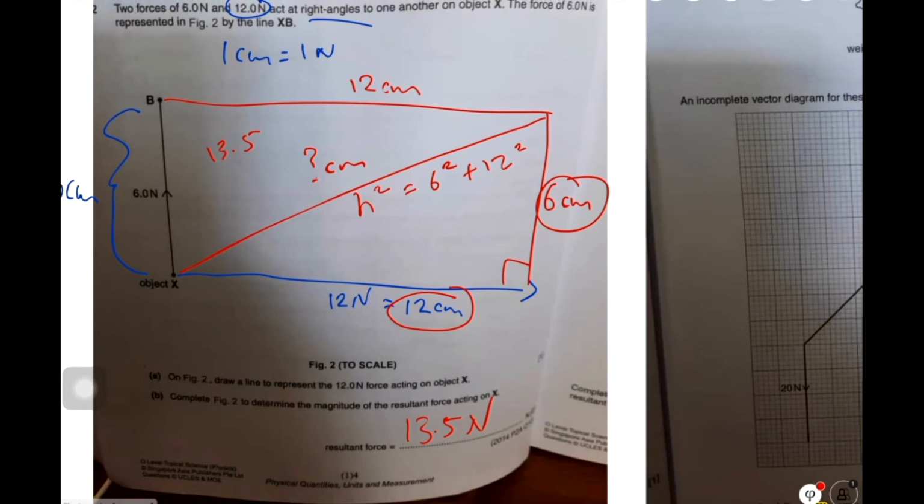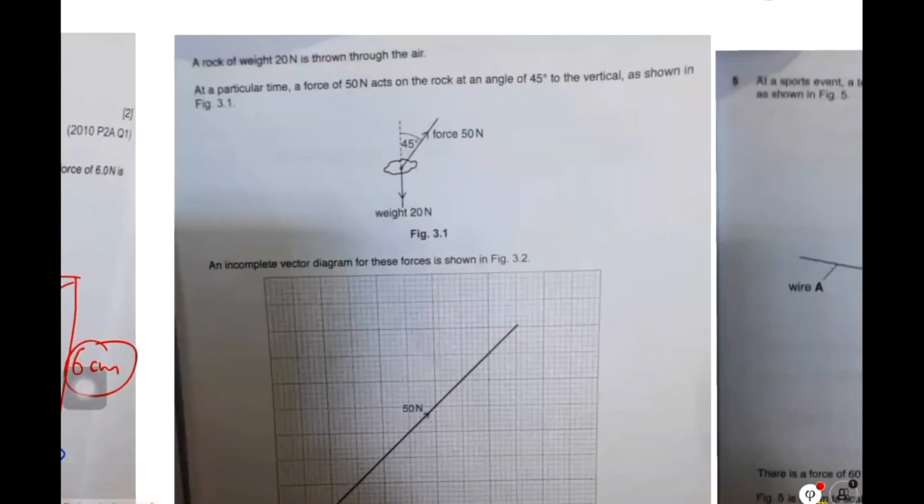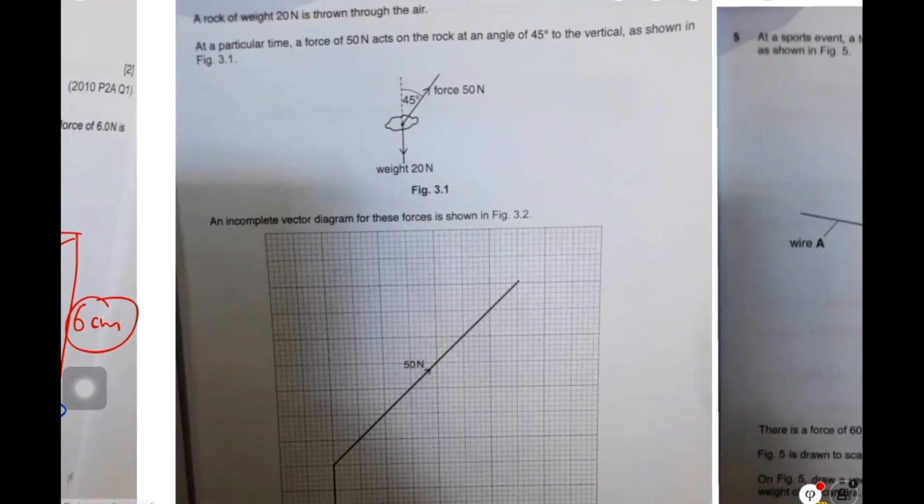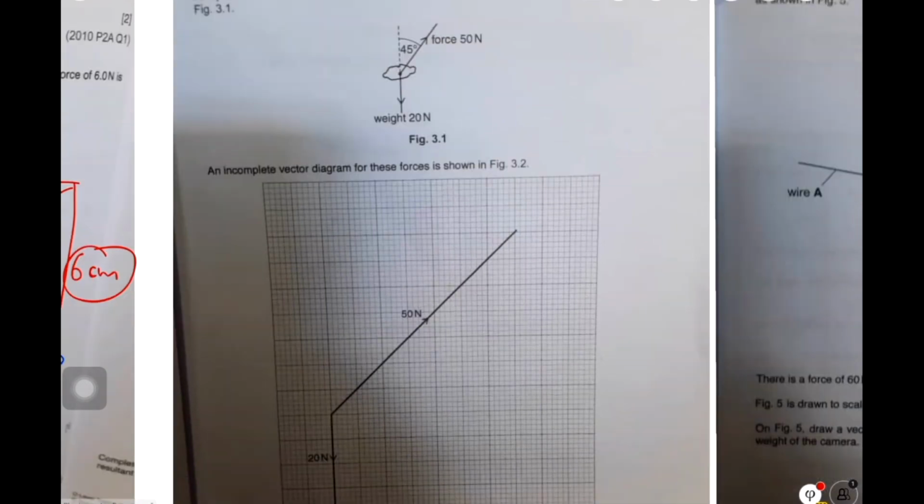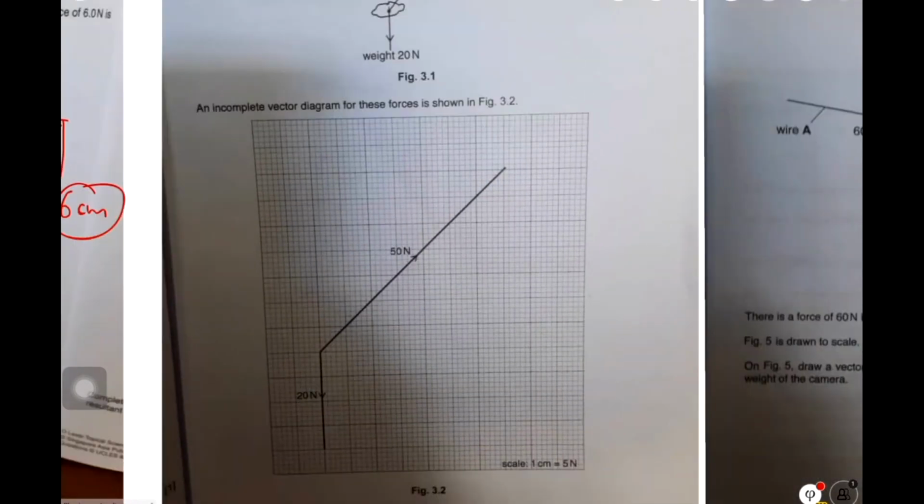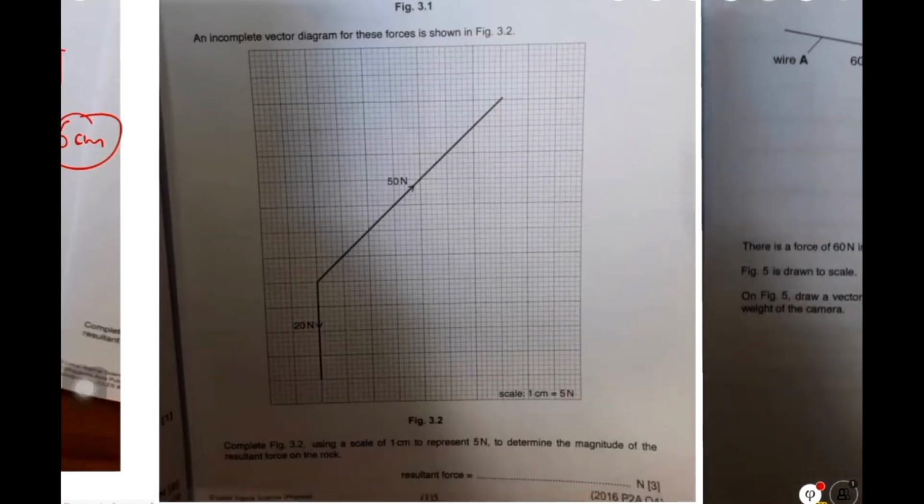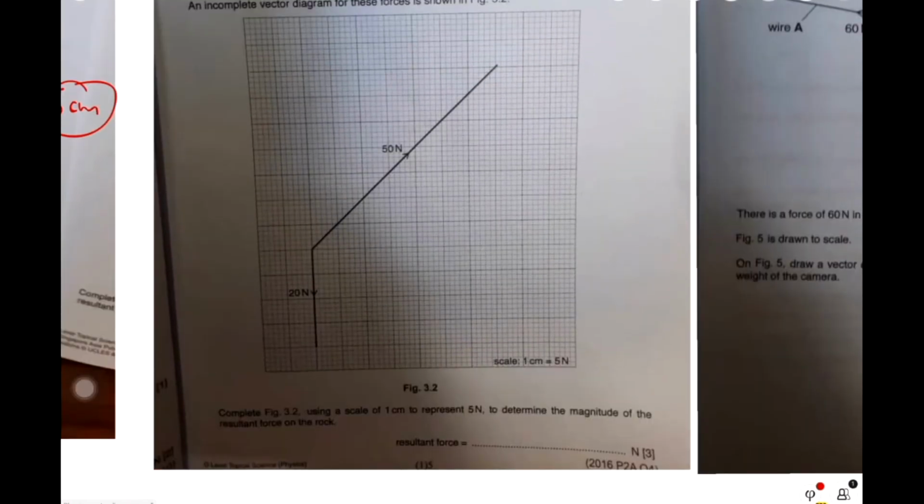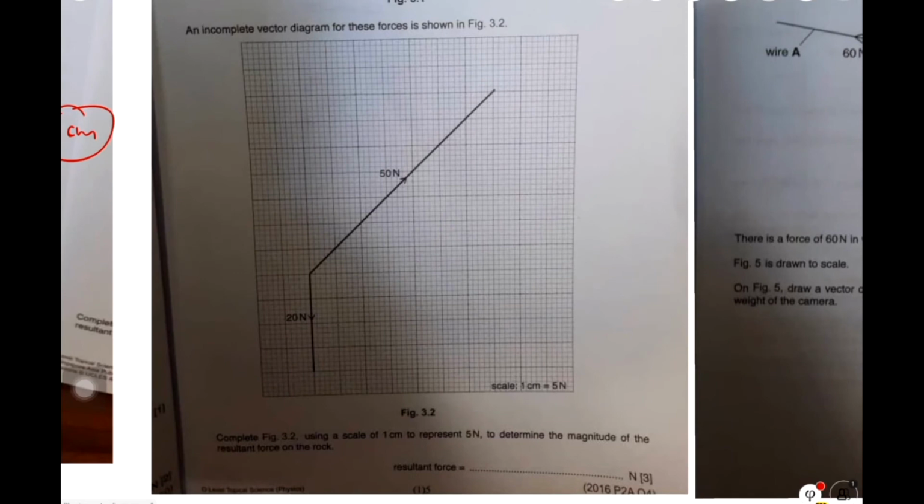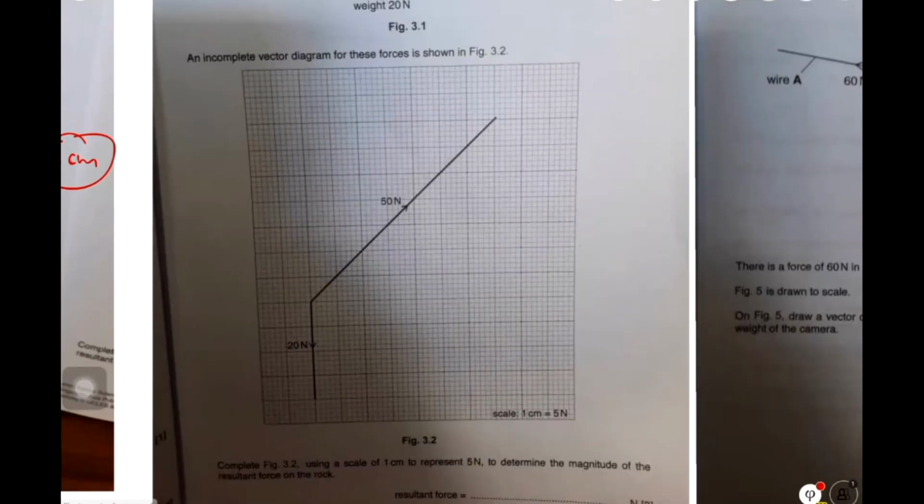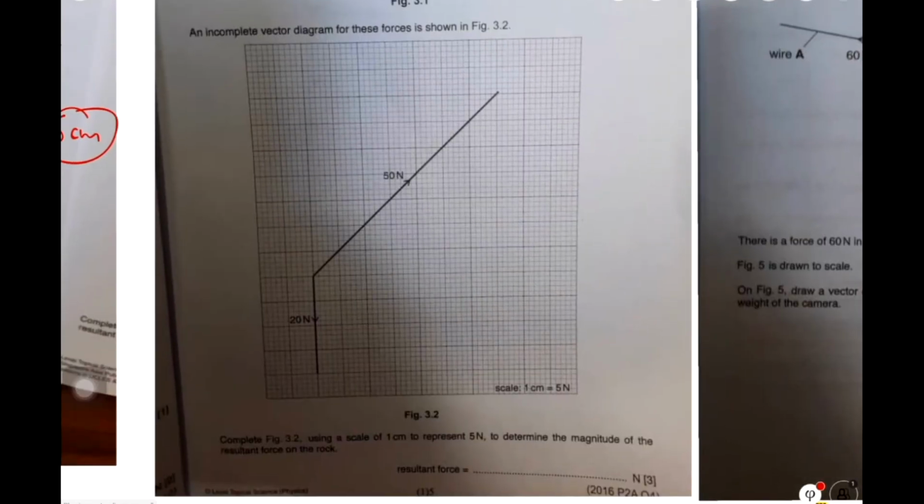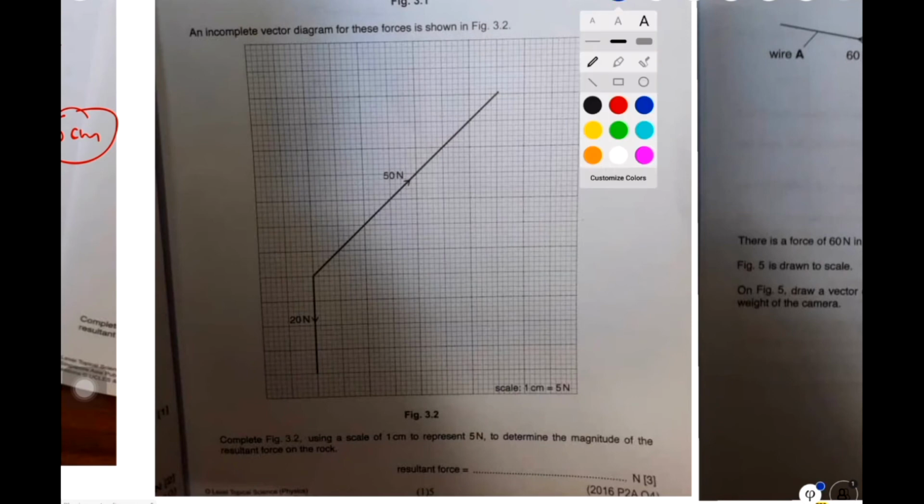Okay, next one. A rock of 20 Newton is thrown through the air. At a particular time, a force of 50 Newton acts at an angle of 45 degrees. An incomplete vector diagram is shown. You're supposed to find the magnitude of the resultant force on the rock. So what do you do? Draw a parallelogram.